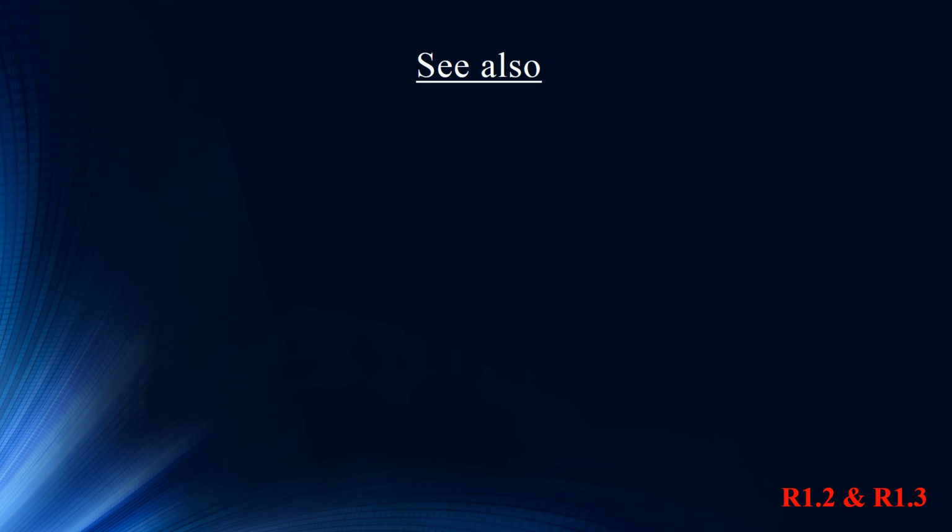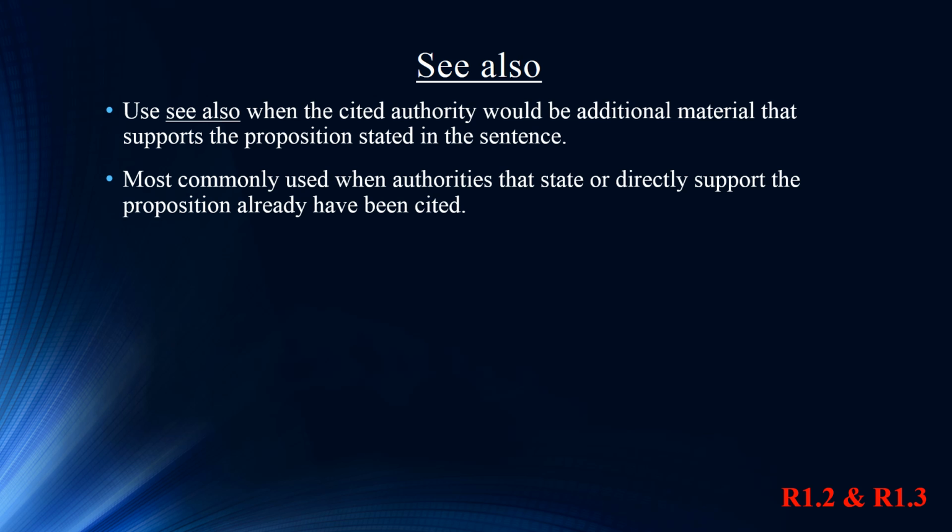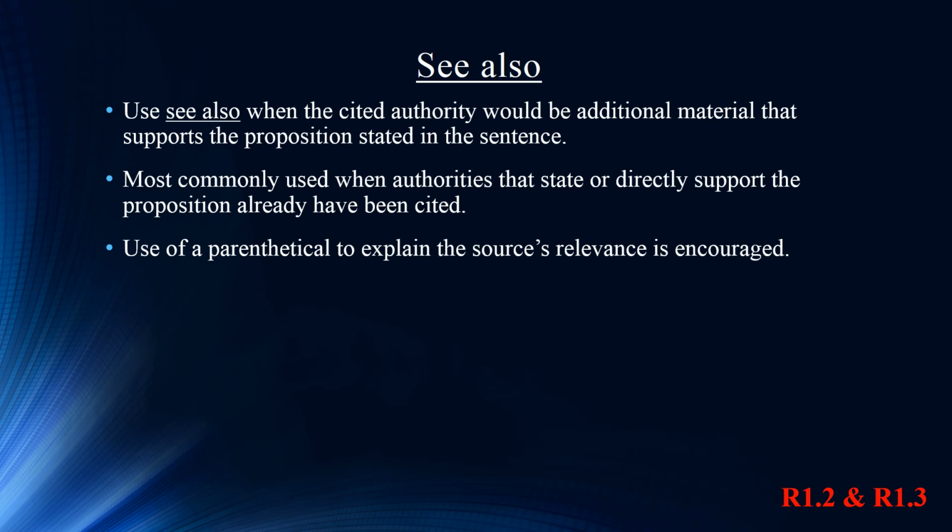Let's look at a new signal, See Also. Use See Also when authority you cite would be additional material that supports the proposition stated in the sentence. See Also is most commonly used when authorities stating or directly supporting your proposition have already been cited. The use of a parenthetical to explain the source's relevance is strongly encouraged. Take a look at this example.